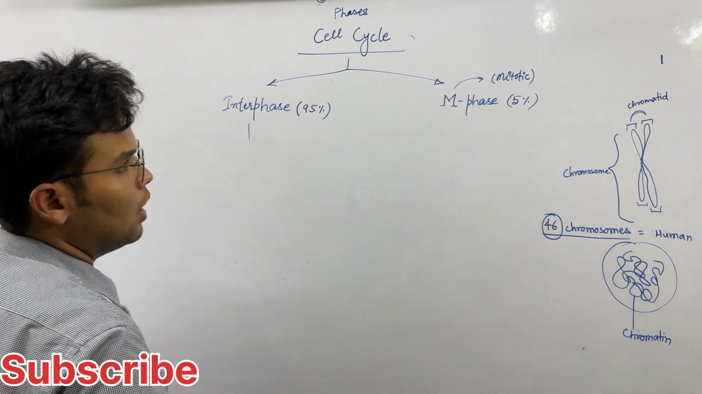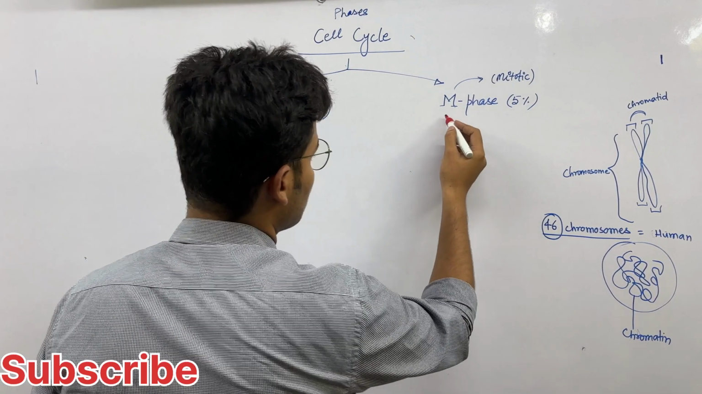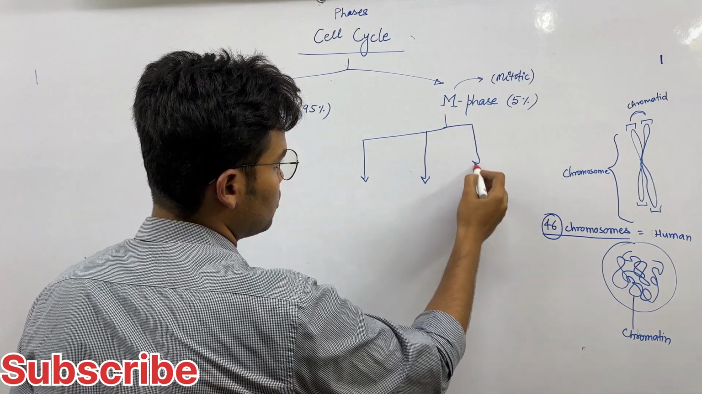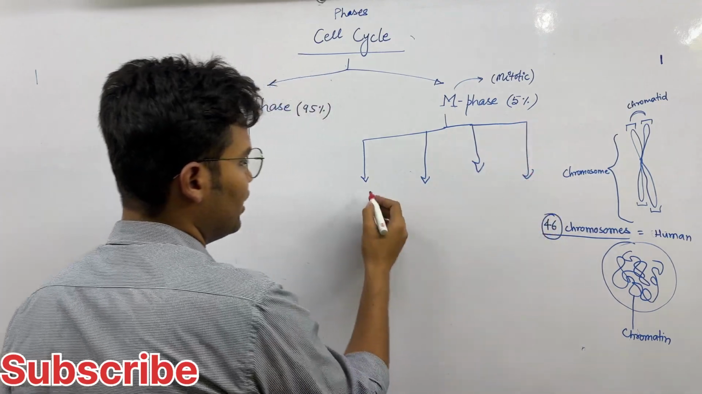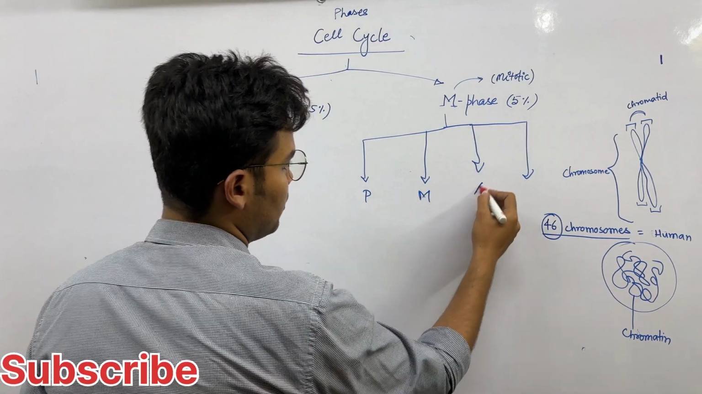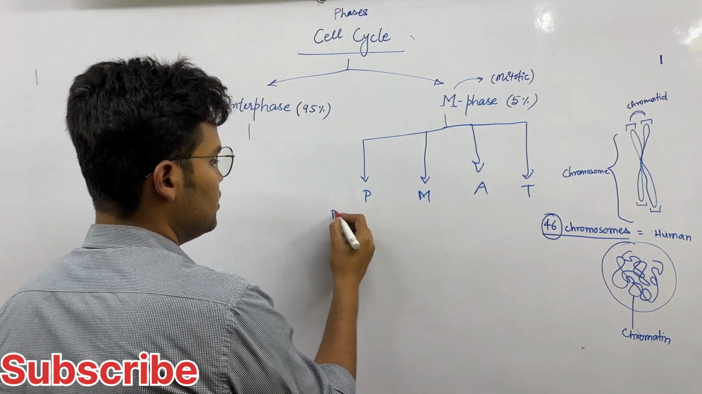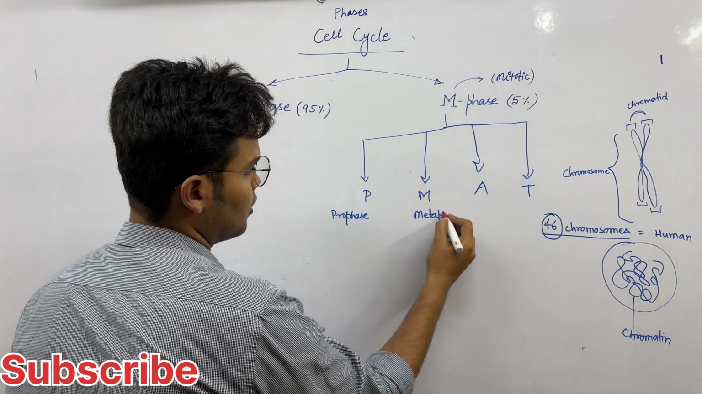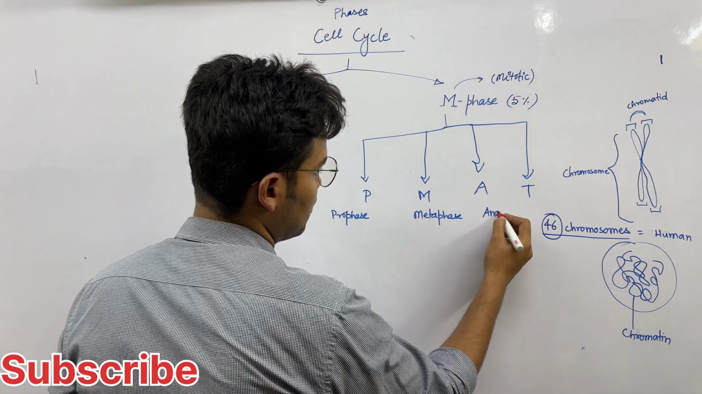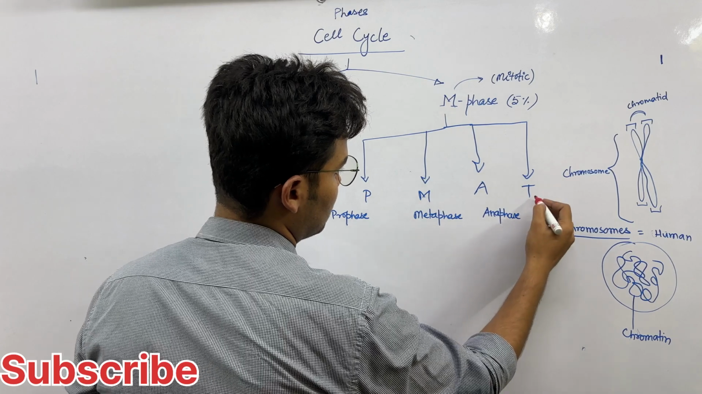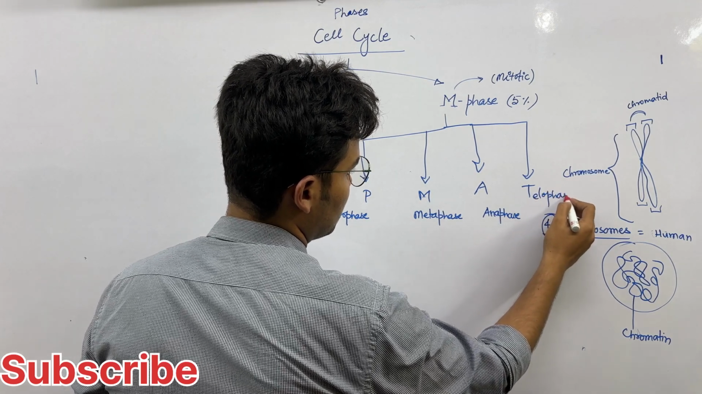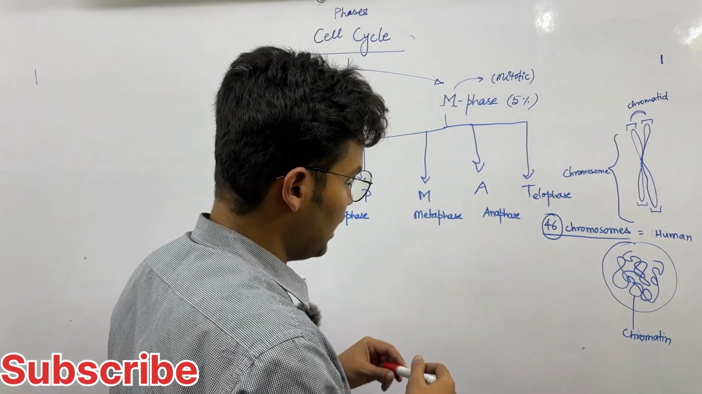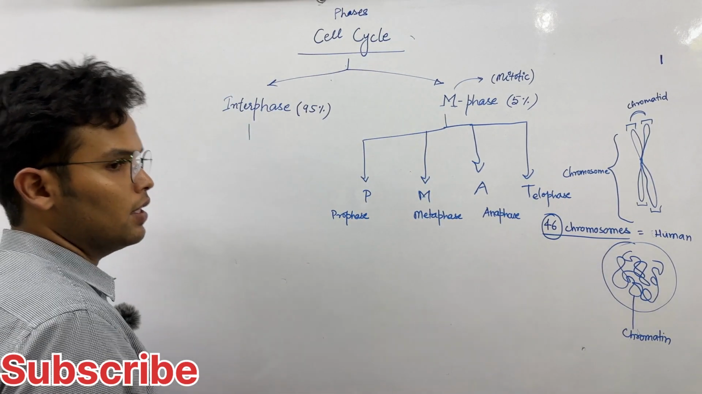Now we are going to discuss the M phase or mitotic phase. The M phase has 4 phases. I have just told you, that is PMAT in an abbreviated manner, that is prophase, metaphase, anaphase and telophase. You could understand this topic by having the diagram of how the M phase occurs.